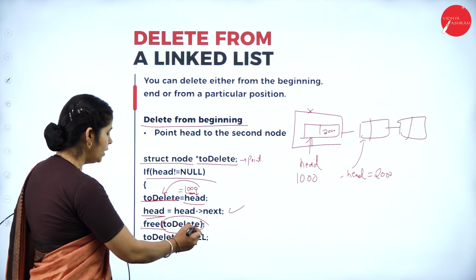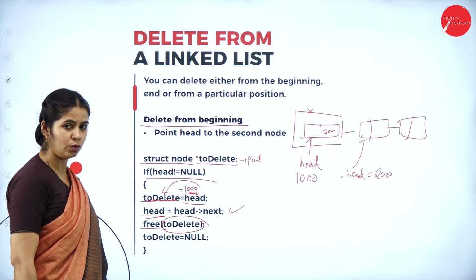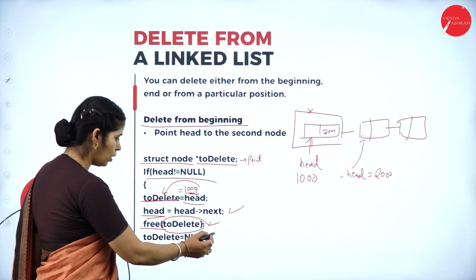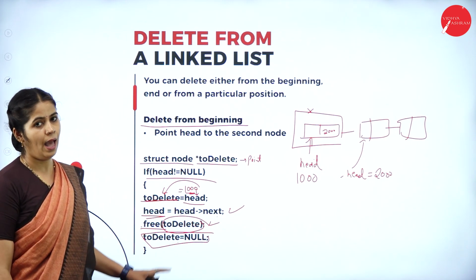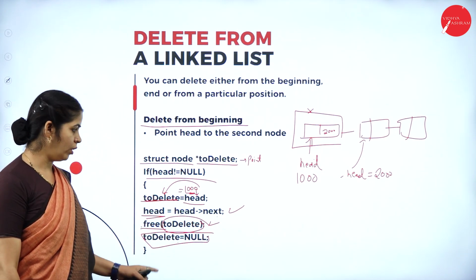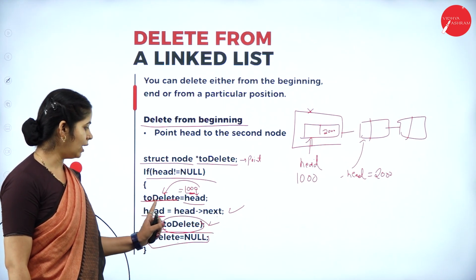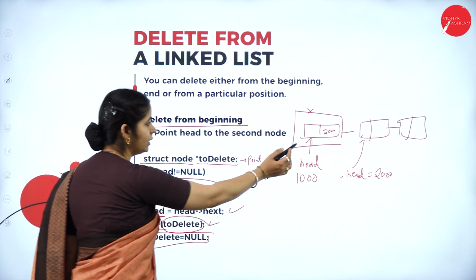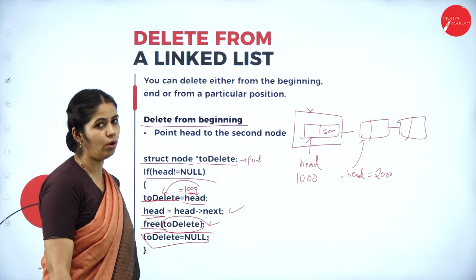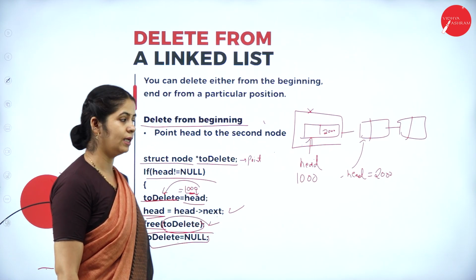So once we are deleting, we call the function free with the variable to delete, and after this we have to make that particular pointer null. If not, the pointer will be holding the same value 1000. So make that pointer null. This is the procedure for deleting the element or node at the beginning of the linked list.